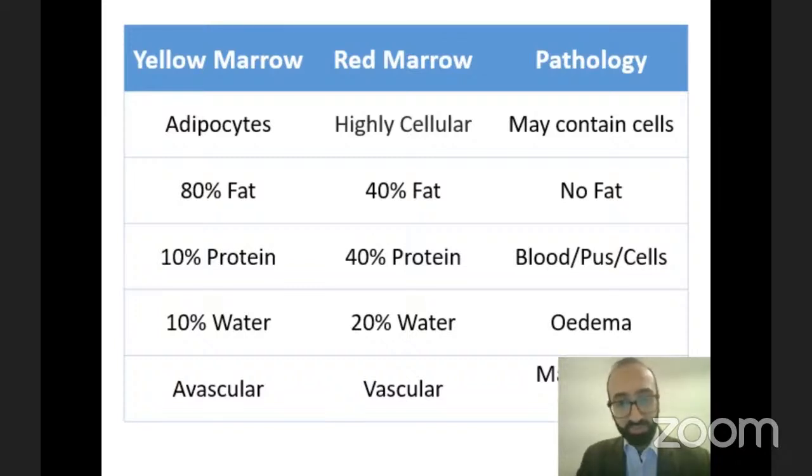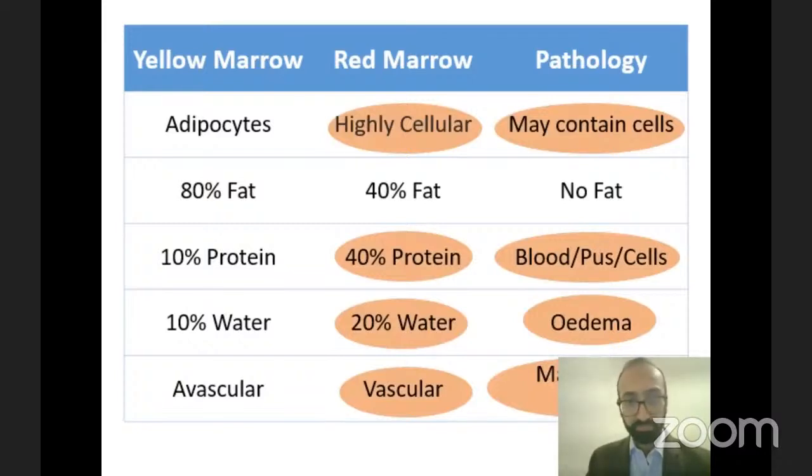There's really no pathology in the marrow that specifically incorporates fat, and that's in contrast to the soft tissues, where soft tissue tumors or benign soft tissue pathologies can incorporate fat sometimes, so that's not really the case with marrow. And obviously we know that pathology is either you can get blood, pus, and cells, as well as the edema, as I've talked about, the disruption of water, and you can get enhancement sometimes in various marrow pathologies.